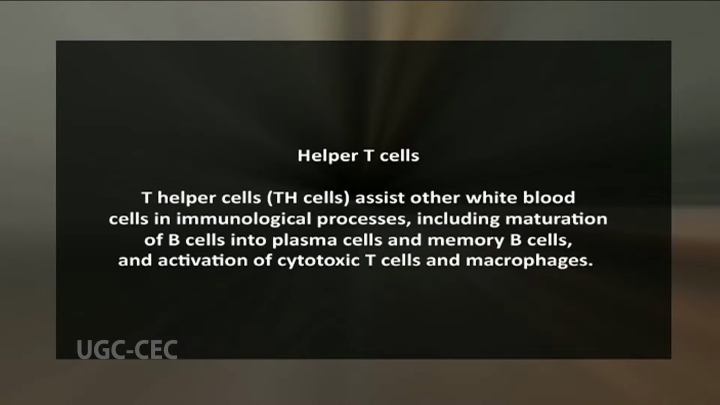Number 2. Helper T cells. T helper cells or Th cells assist other white blood cells in immunological processes, including maturation of B cells into plasma cells and memory B cells, and activation of cytotoxic T cells and macrophages. These cells are also known as CD4 positive T cells because they express the CD4 glycoprotein on their surfaces.